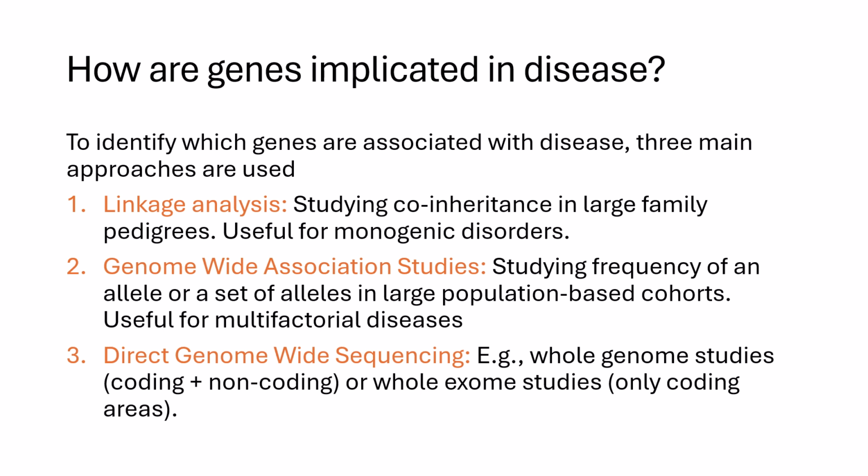Genome-wide association studies are another way of trying to find what sort of genes or DNA markers are associated with a particular disease. It is studying the frequency of an allele or a set of alleles in large population-based cohorts. It is useful for multifactorial diseases. So we've learned about multifactorial diseases and monogenic disorders. One example of a monogenic disorder is cystic fibrosis, or breast cancer caused by BRCA1 or BRCA2 gene disorders, not breast cancer which is caused by polygenic causes, but monogenic, single gene types of breast cancers, or cystic fibrosis.